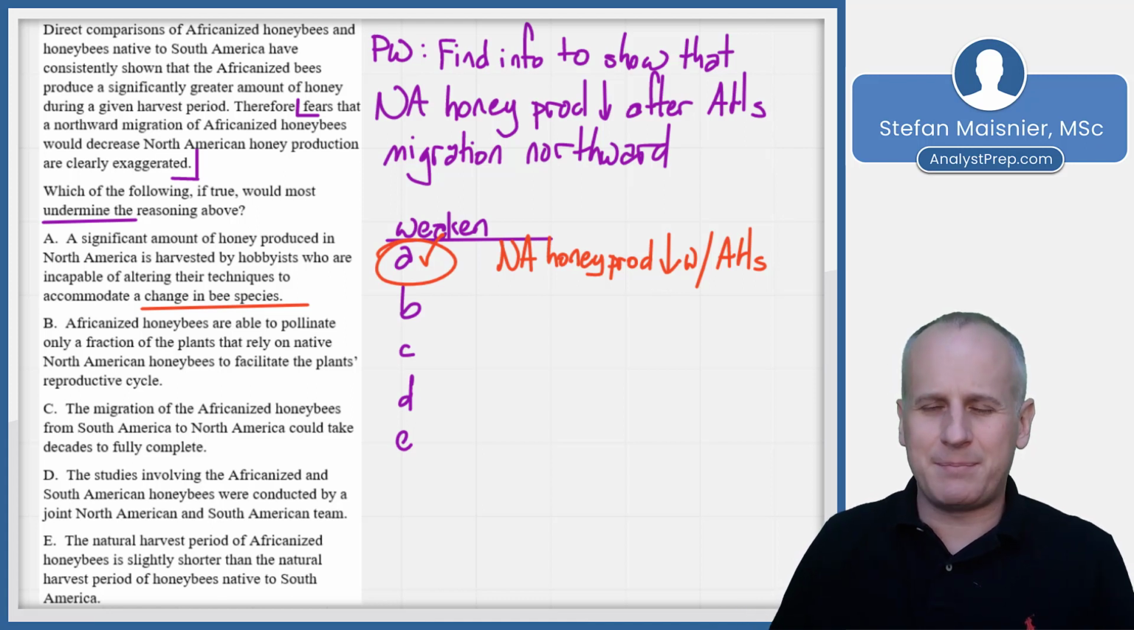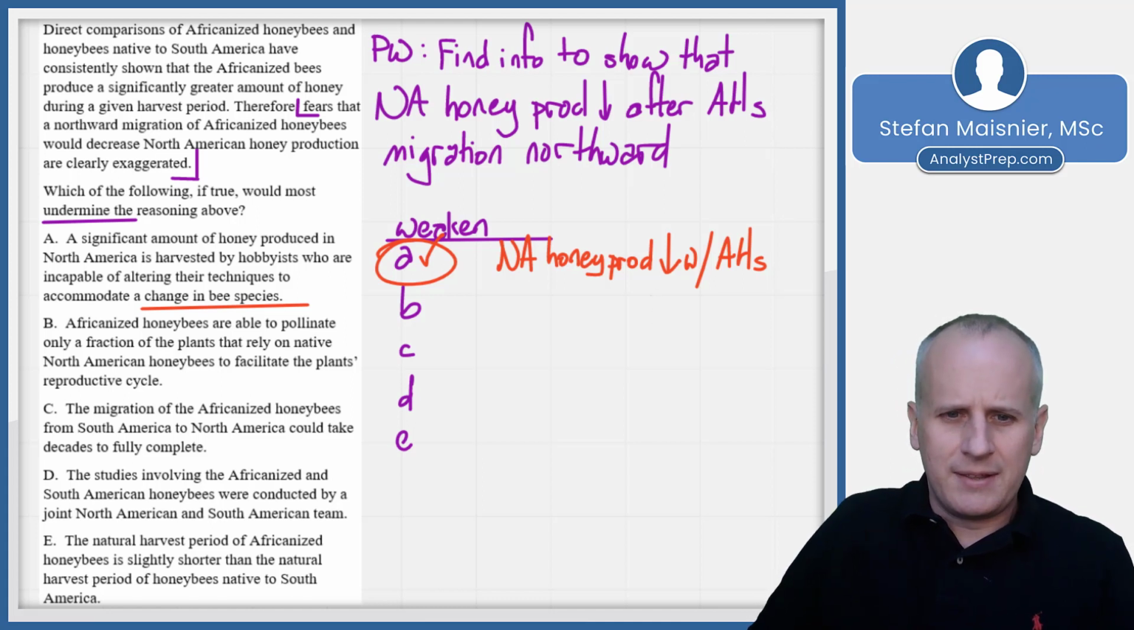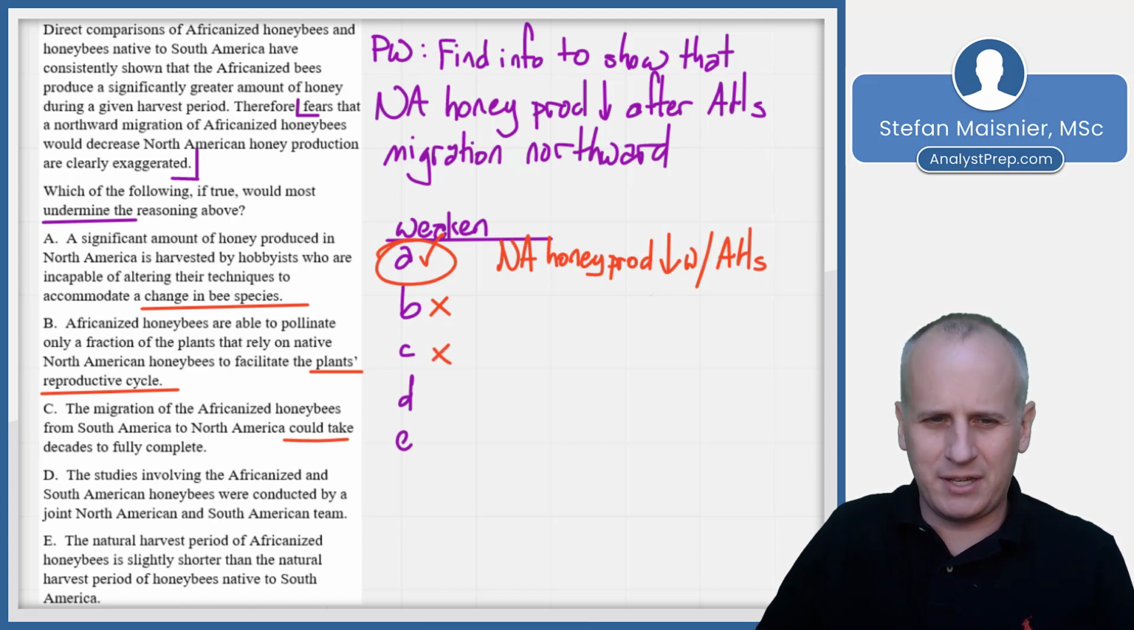And that frees us up to go much more quickly and just look for those vague quantifiers, those additional information pieces, to try to eliminate our remaining answer choices pretty quickly. So in choice B, we're talking about plant reproductive cycles. That definitely needs additional information. Choice C, the migration of the African honeybees from South America to North America could take decades. Well, that's incredibly vague. Choice D, the studies involving the Africanized and South American honeybees were conducted by a joint North American and South American team. Okay, that I need more information about.